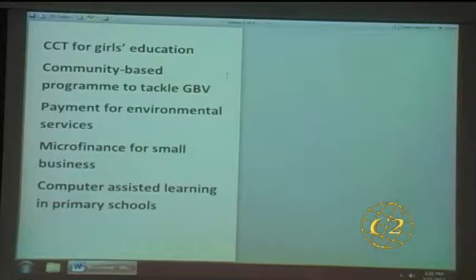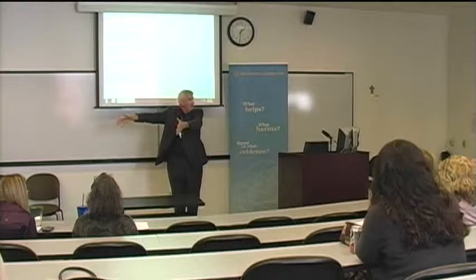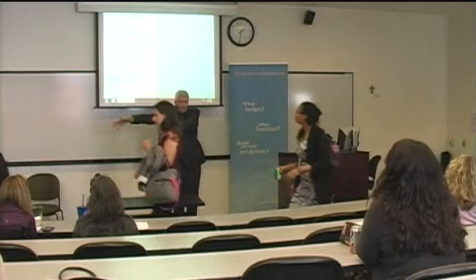I would like you to get into your groups. We'll first of all ask you to go somewhere in the room based on which one you want to discuss, and then we'll split you into smaller groups depending on how many you are in each particular intervention. If you want to have a discussion around CCTs, conditional cash transfers for girls' education, please come and sit down in this corner over here. If anyone wants to do that, come sit down over here.